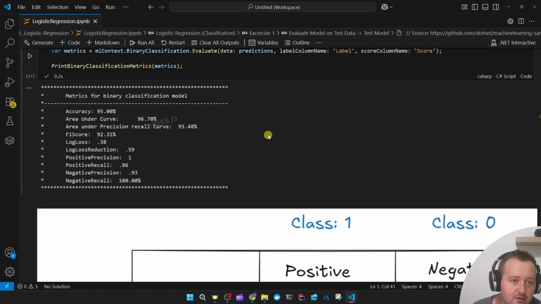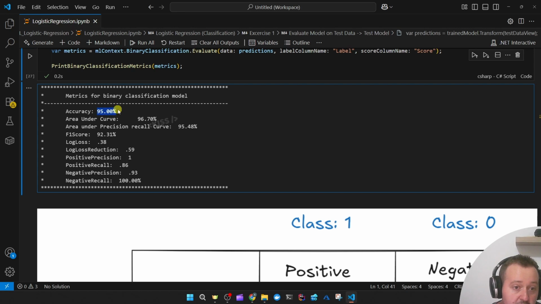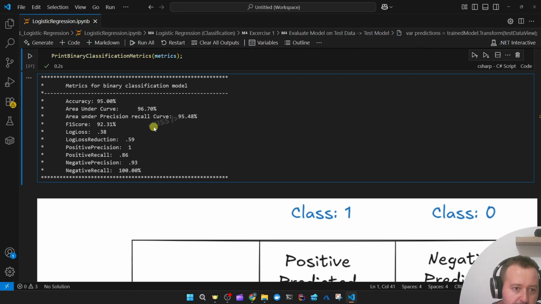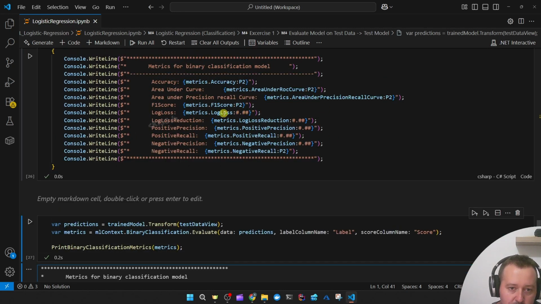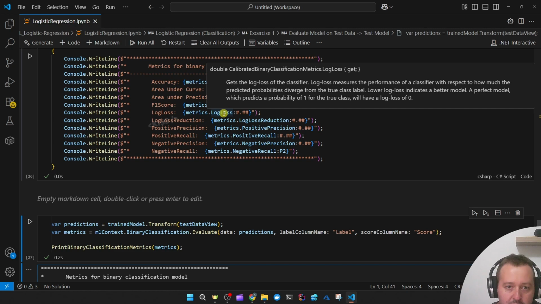So what's good to know here? Accuracy, 95%. That's really good. Then the F1 score is like a general score. It's also pretty high, pretty good. The log loss, the loss function, so it's like the error rate, we want that as low as possible. Now, because we're dealing with logistic regression, a logarithmic function, if I'm not mistaken, we're talking about log loss as loss function. Log loss reduction has to be closer to 1. You can just hover over these properties and you'll get the definition.